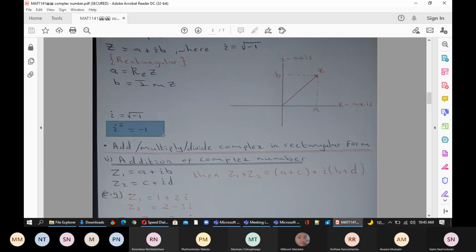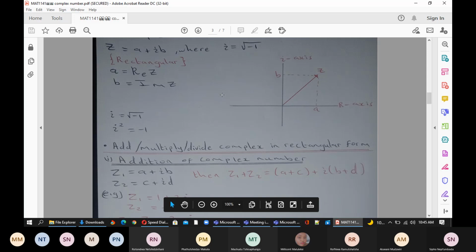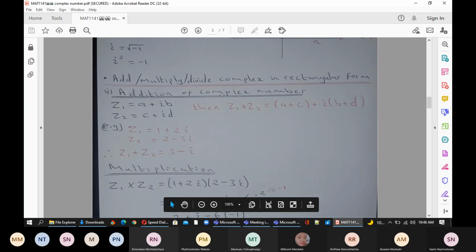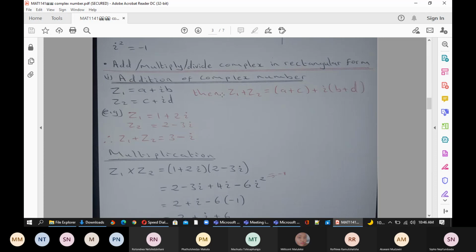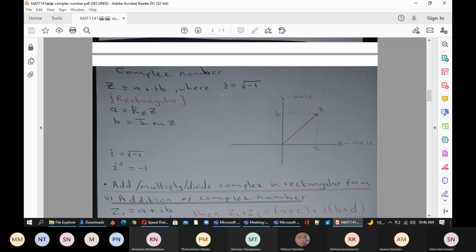So now, let's talk about addition, multiplying and dividing a complex number in rectangular form. Guys, any question here before I skip? Take note here. A is equal to Re Z, the real part of Z. And B is Im, which is an abbreviation of imaginary part, of vector Z.